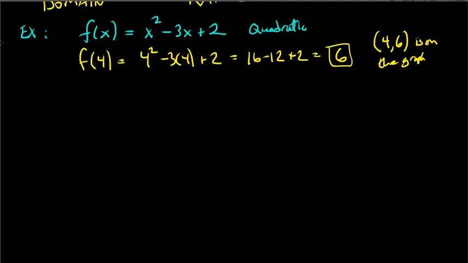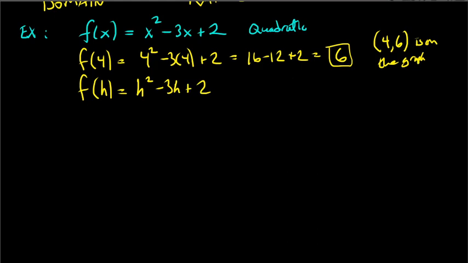Okay. Something else you should know about is that you don't have to replace x with a number. It could just be a letter, right? Like h. So that just means you change x to h. So you get h squared minus 3h plus 2.